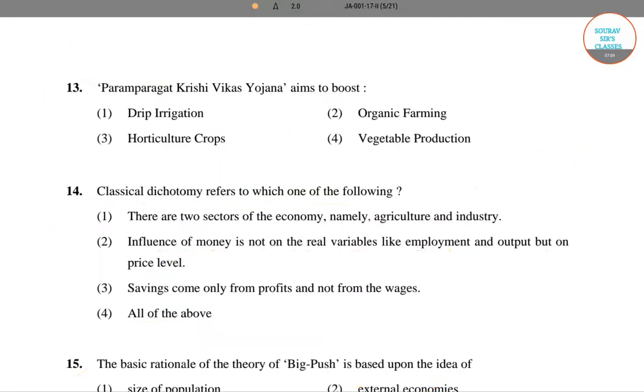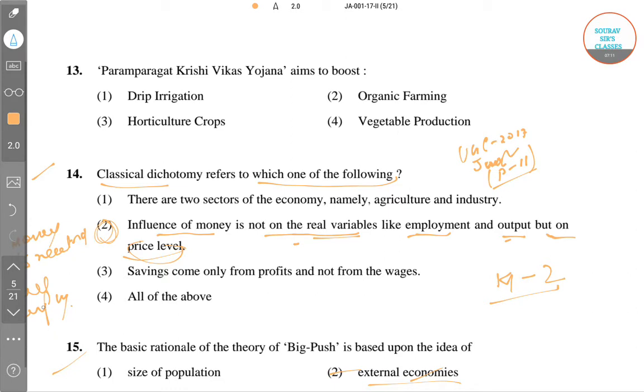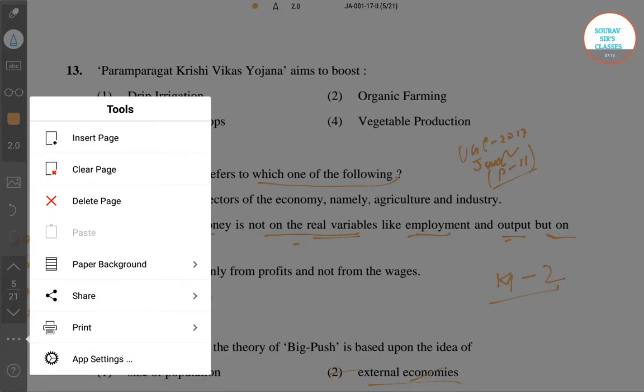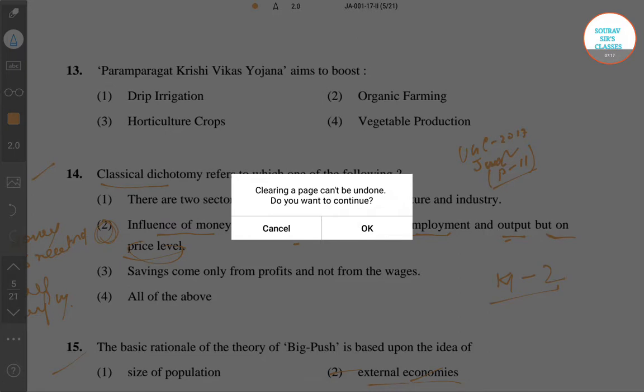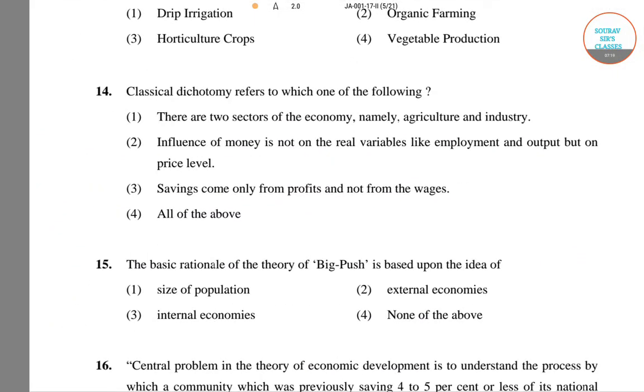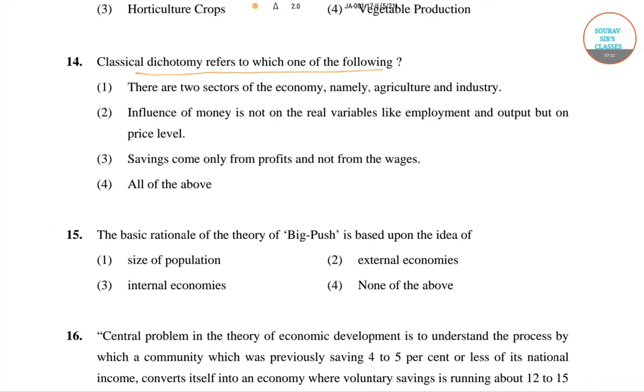Now I'll give you an opportunity to make sure that you have understood all these 4 questions. So again I'll revise it. Classical dichotomy refers to which of the following? 4 options are given: there are 2 sectors of the economy, namely agriculture and industry; influence of money is not on real variables like employment and output but on the price level; savings come only from profit, not from wages; and all of the above. So we have 4 options, out of which we have to choose the right one. Take your time to find the right option.